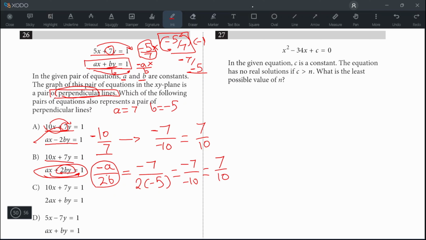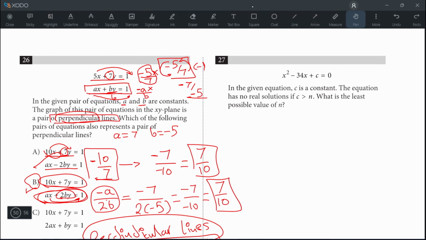As you can see, the negative reciprocal of the slope of the first equation is equal to the slope of the second equation. So choice B is a correct answer for this question.